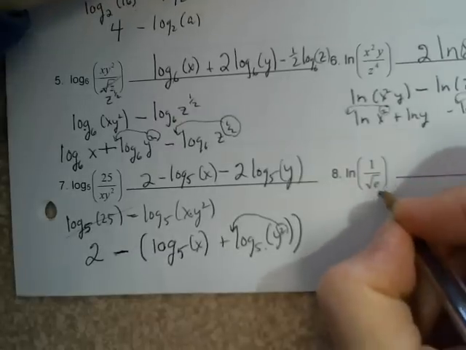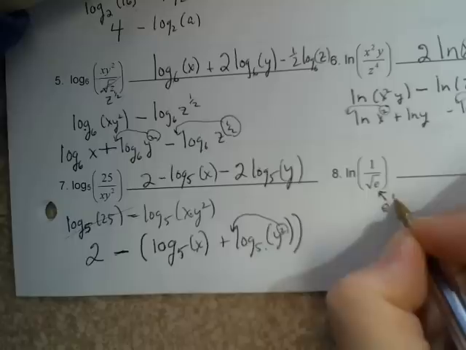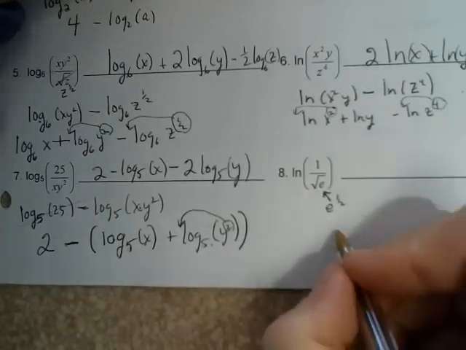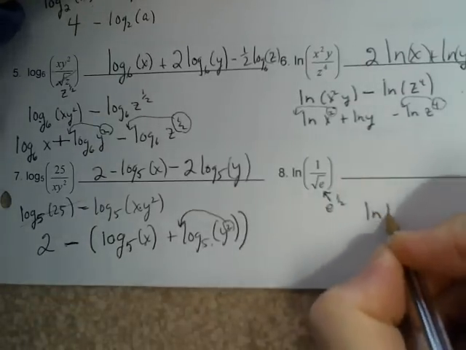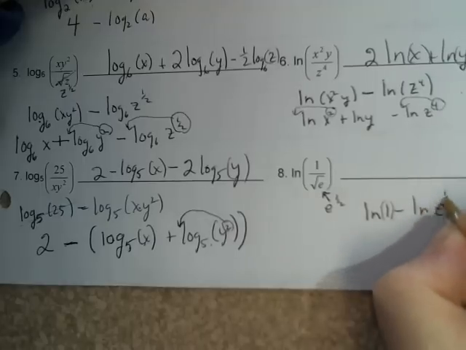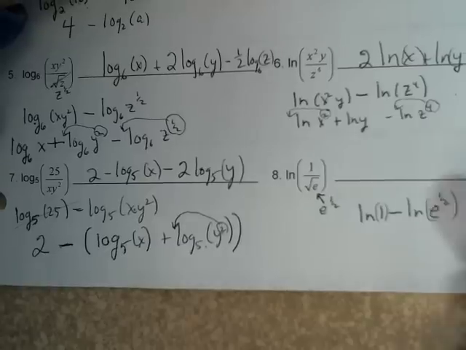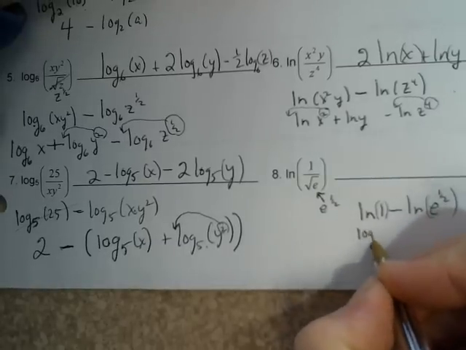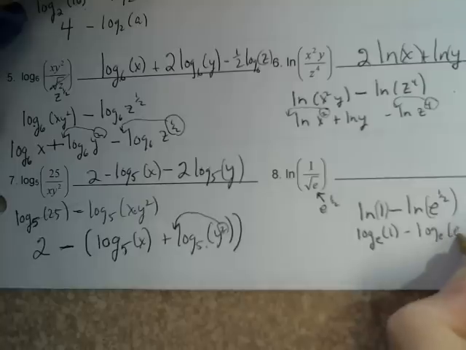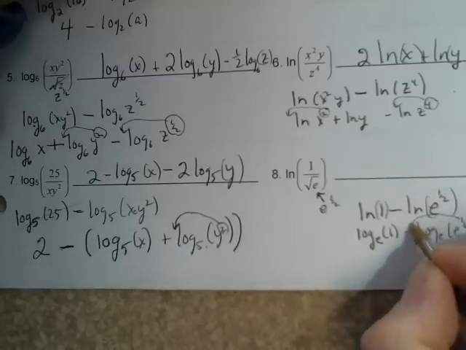On number 8, this e to the square root of e is going to become e to the 1/2 power. So this is a quotient rule. This says we're going to do the natural log of 1 minus the natural log of e to the 1/2 power. Quotient rule. That divided by that splits it into 2 logs. Well, ln's are just log base e. A lot of times I rewrite it as log base e. I said that before. Log base e of e to the 1/2. So this 1/2 drops down in front.